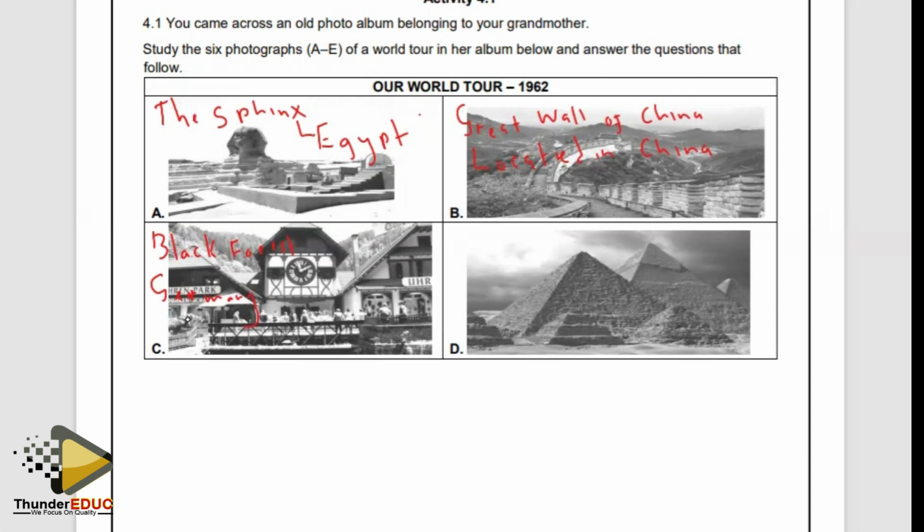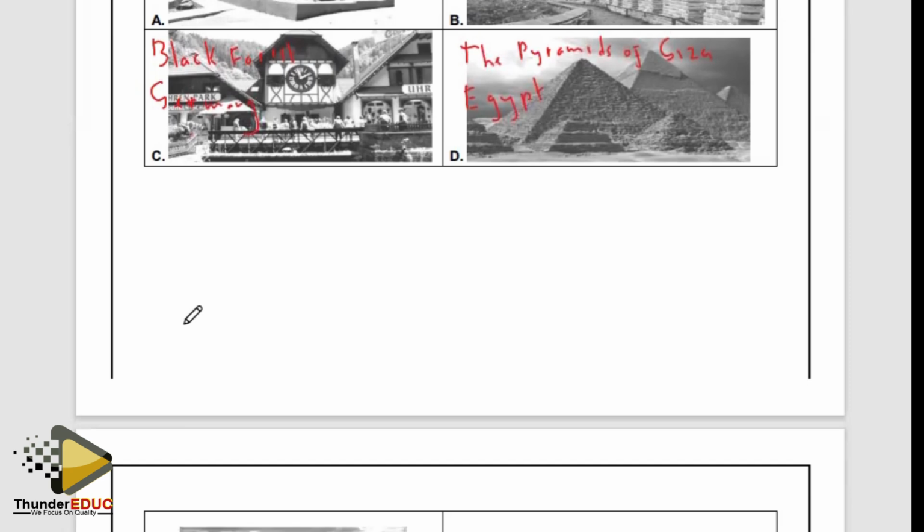Then the next icon, as you can see those structures which are pyramids. So these are the pyramids of Giza. In terms of location, the pyramids of Giza are located in Egypt.